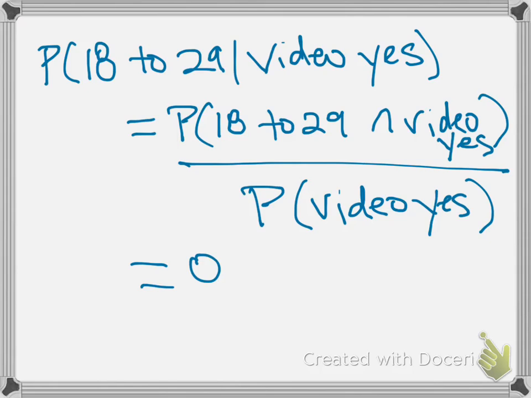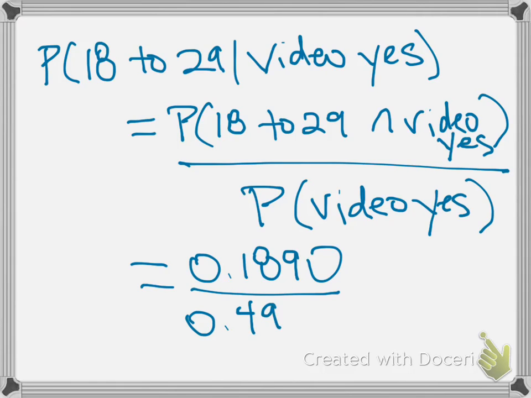So we can fill that into our formula. That means our numerator is 0.1890. We already said that our denominator is the probability that we calculated previously, so that's 0.4913. And when you divide those two values, you should get a probability of about 38.47%. So about 38.5% of all adult internet users who visit video sharing sites are between the ages of 18 and 29.